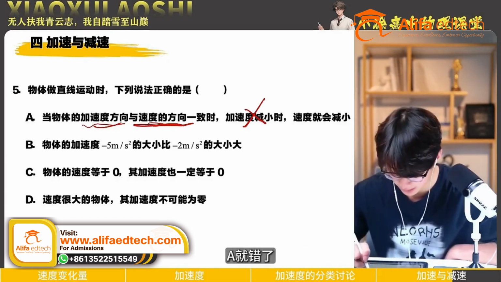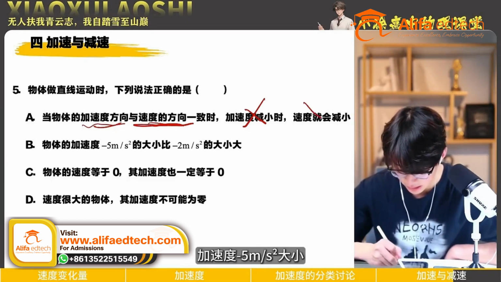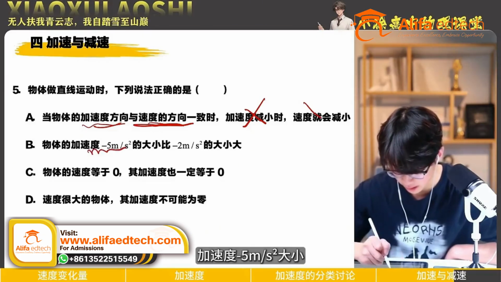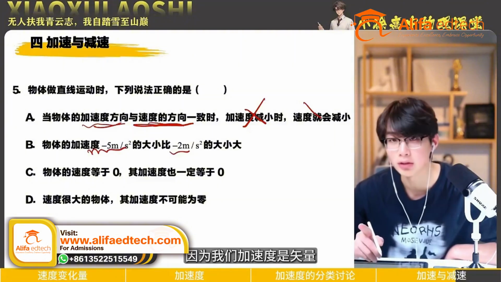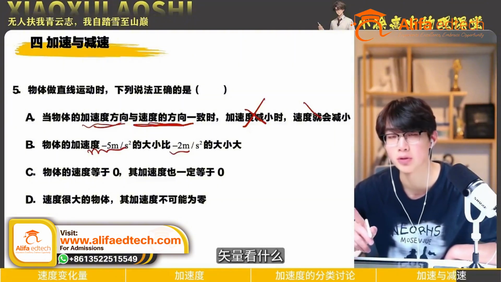For B, the magnitude of an acceleration of negative 5 meters per second squared is greater than the magnitude of negative 2 meters per second squared. No problem, because acceleration is a vector. What do we look at for vectors? For vectors, we only look at the absolute value.